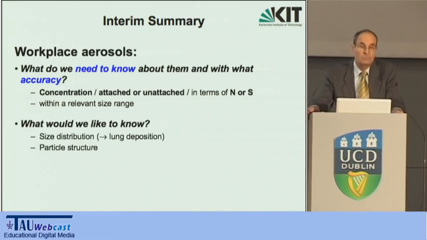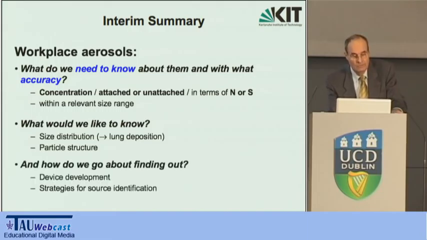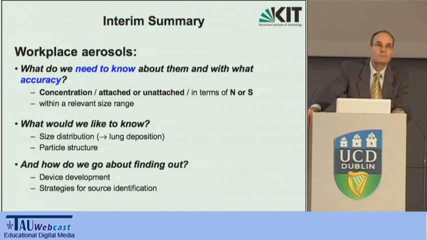What would we like to know? Of course, we'd like to know something about the size distribution, because size distributions, as I said, are relevant for what's going into the lung. We also need to know something about structure. And the structure issue is actually emerging as a possibility, increasingly, where we can maybe do more in the future, also in the field. And how do we go about finding it out? That's the last part of my talk here. We need to do some device development. What I should mention, perhaps, and I'm not going to talk a lot about this, is something that would easily take up another half hour.